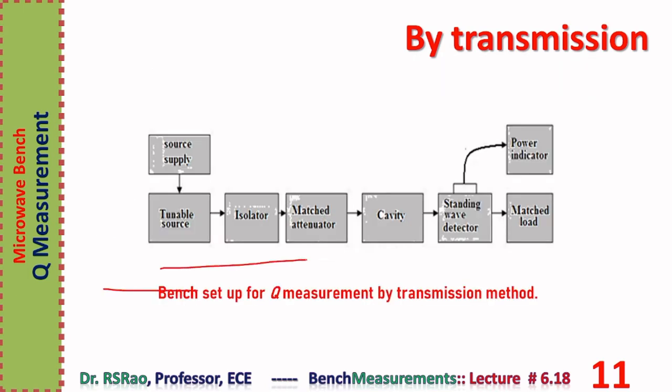So this is the setup. Tunable source, source supply, isolator, matched attenuator. This is the cavity. Two openings are there, one to accept input, another to give out output. Cavity output is connected to the standing wave detector, which is terminated with a matched load. The tunable probe output is connected to the power indicator. So the procedure is changing the frequency of the source. Measure the power that is transmitted by the cavity using the power indicator. Then draw a graph between frequency and power transmitted by the cavity.